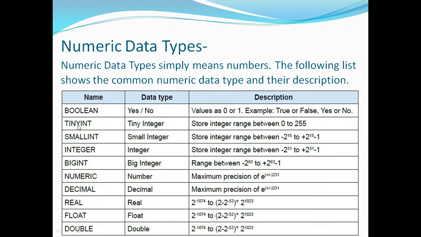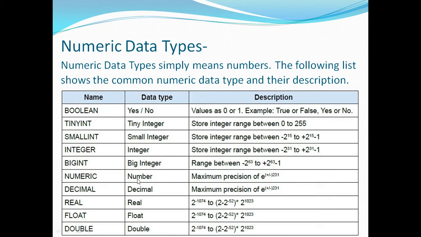Similarly, tiny integer, and the name we will write here is tinyint. It stores integers in the range between 0 to 255. Only positive integers from 0 to 255. One more thing to notice is that for every single data type we have a specified range also. Then we have smallint, integer, and bigint. These are all for integers only, positive as well as negative, but the range is different for all these data types.